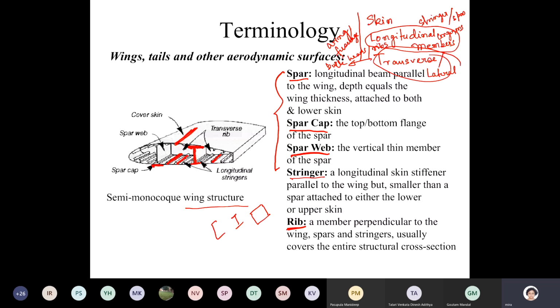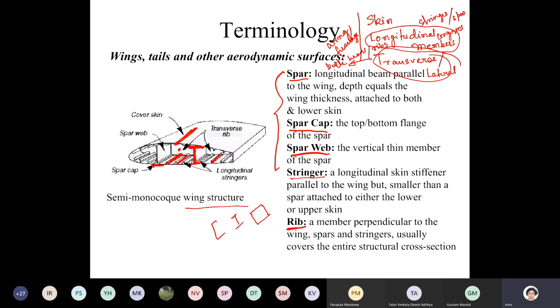I don't know whether it is visible. This one is the transverse rib; it has been shown here. It is almost of the same cross section as the wing cross section, and it is perpendicular to the stringers and spar.